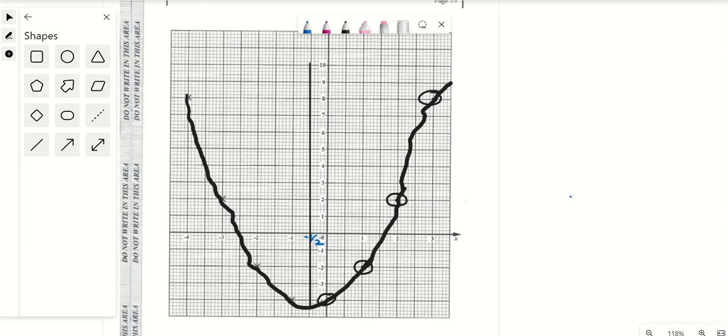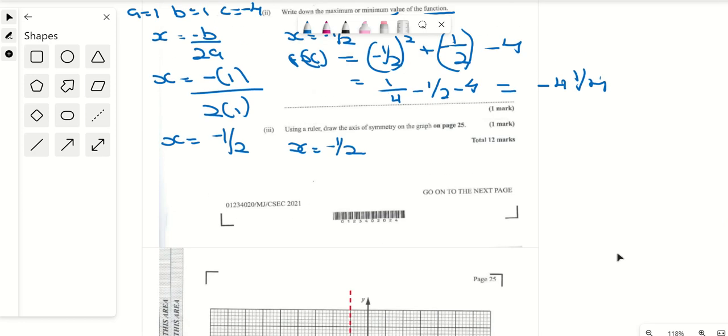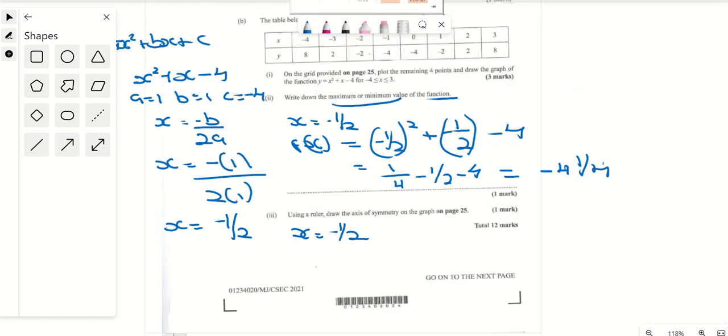So that line that I just drew, you know what? Let's just draw this a little bit. Right. So that red line is where x equals minus a half, right? And that is my axis of symmetry. So you just need to remember this formula where my axis of symmetry is minus b over 2a, right? And that is the end of May, June 2021.